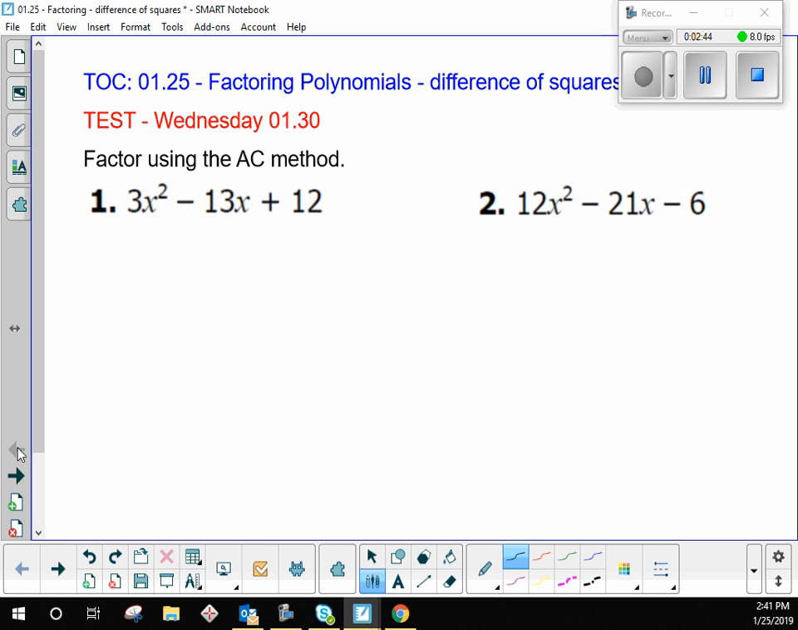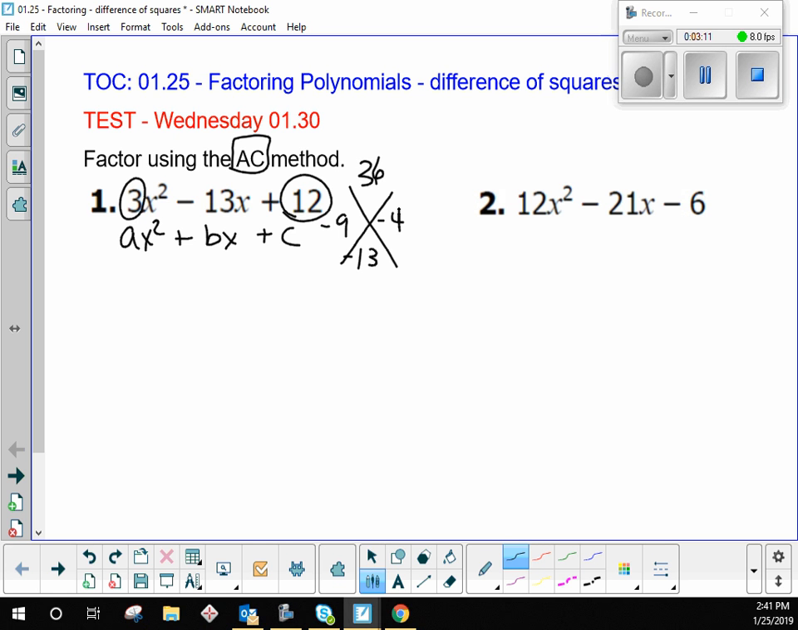I say, okay, and this is why it's called the AC method, because you start out by multiplying the A value times the C value. Remember standard form, this is ax squared plus bx plus c. So 3 is A, 12 is C. When you multiply, you get 36, and you wanted to add up to the middle term. Where did y'all get that multiplies to 36 and adds to negative 13: negative 9 and negative 4?